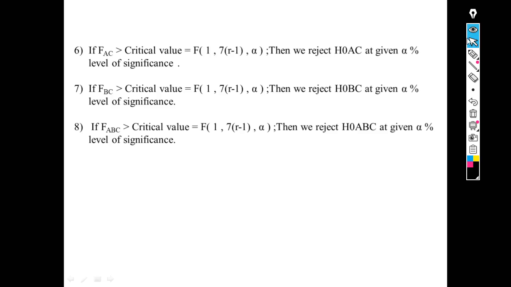Then next conclusion is for interaction effect AC. So if this FAC is greater than critical value, then we reject our hypothesis H0AC at given alpha percent level of significance, that is interaction effect AC is significant. Then if this FBC is greater than critical value, then we reject our hypothesis H0BC at given alpha percent level of significance, that is interaction effect BC is significant. Then if this FABC is greater than critical value, then we reject our H0ABC at given alpha percent level of significance. It means that if we reject our hypothesis, then second order interaction effect ABC is significant with their levels. So this is about statistical analysis of 2Q factorial experiment when we arrange this experiment in randomized block design. Thank you.